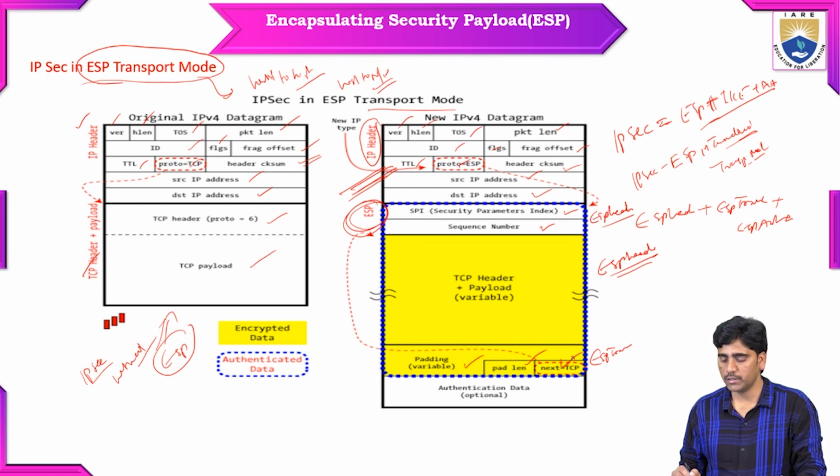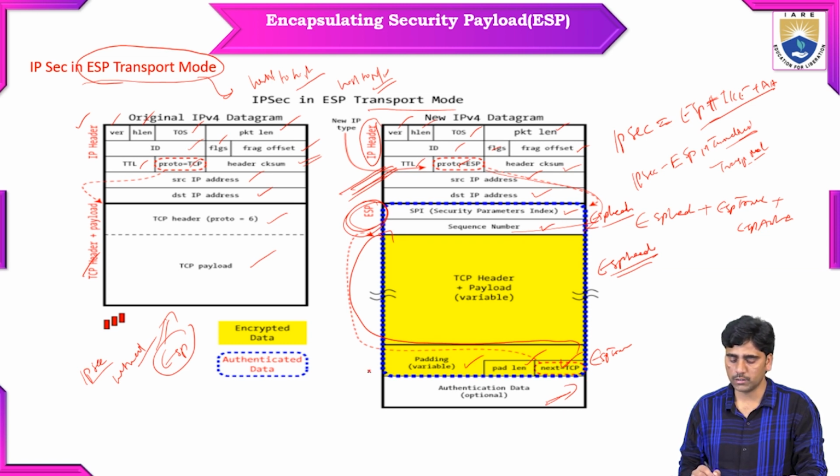The next header indicates the ESP header. That protocol indicates ESP. So what does the next header indicate? The ESP header, and this ESP header is indicated from protocol equals ESP. Along with this, the ESP authentication data.